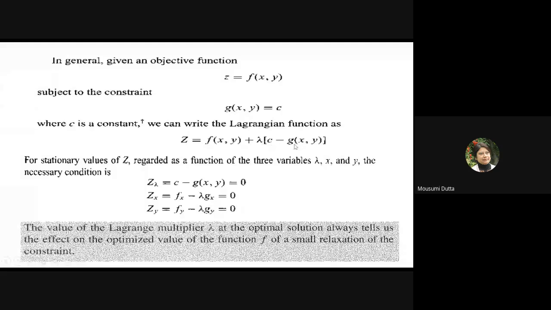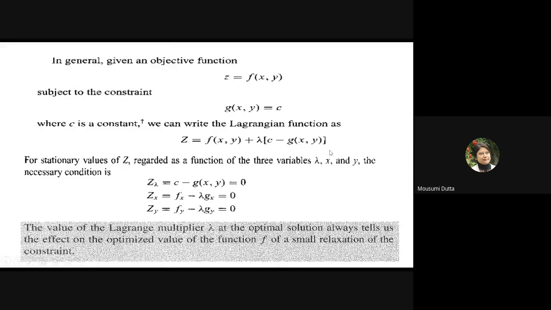Now, if you write the constraint as the constant minus g of xy is equal to 0, in that case the sign here will be positive. If you write the expression as g of xy minus c is equal to 0, in that case this sign will be negative: minus lambda times g of xy minus c.